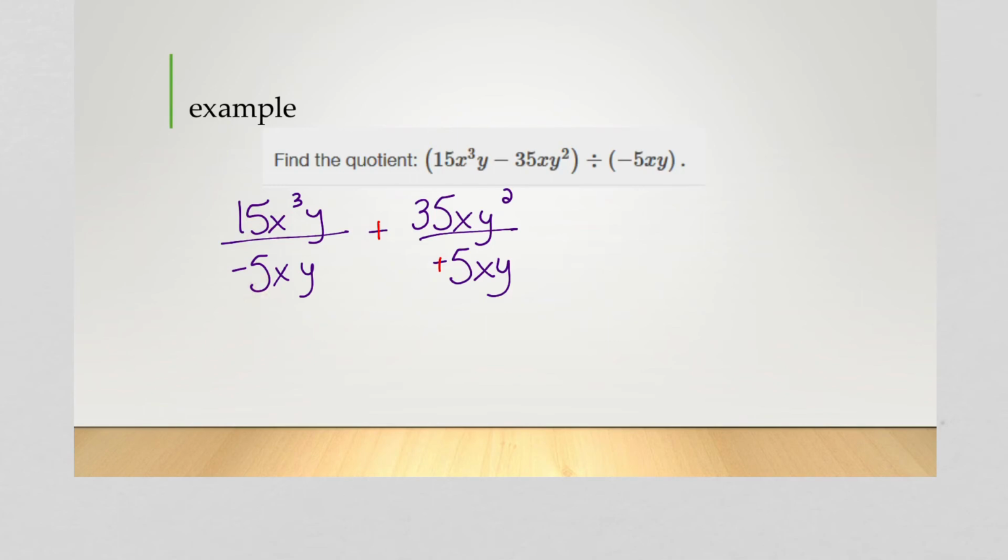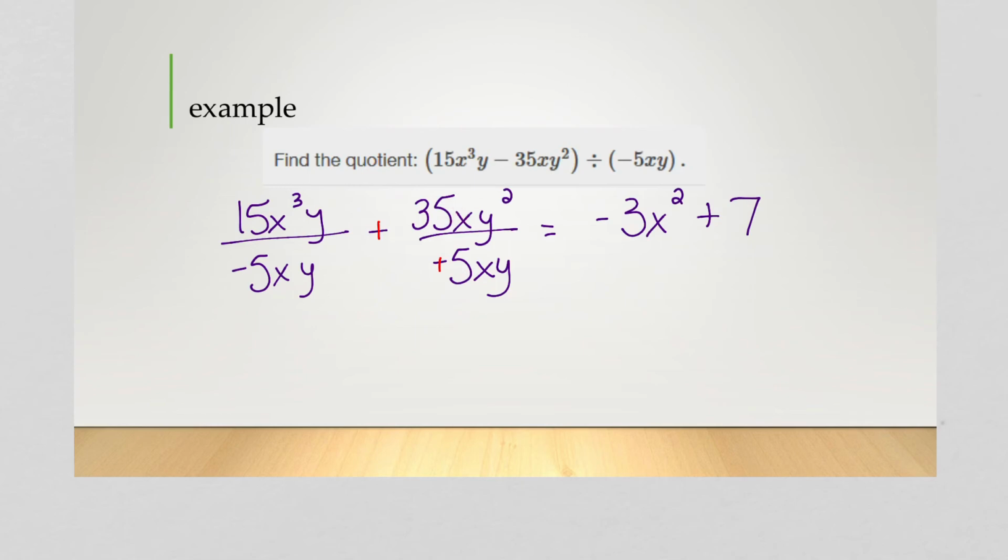15 divided by negative 5 is negative 3. X to the 3rd over x gives us x squared. The y's cancel out. Remember, y divided by y is 1, and putting a times 1 here doesn't change it, so we don't put it. I've got a plus now because those minus signs cancel each other out. 35 divided by 5 is 7.